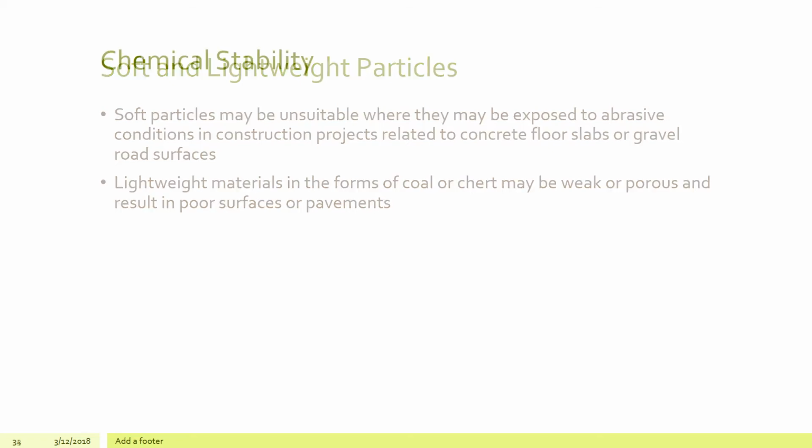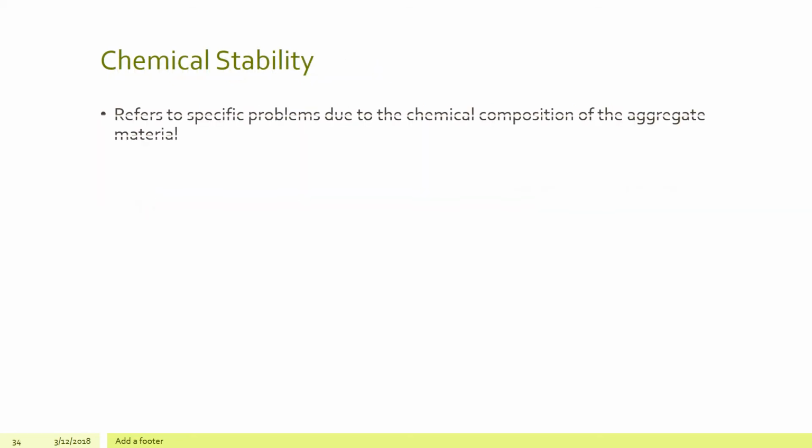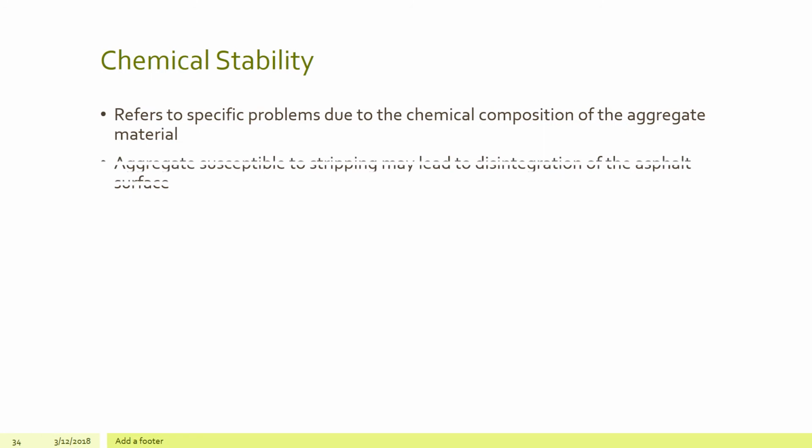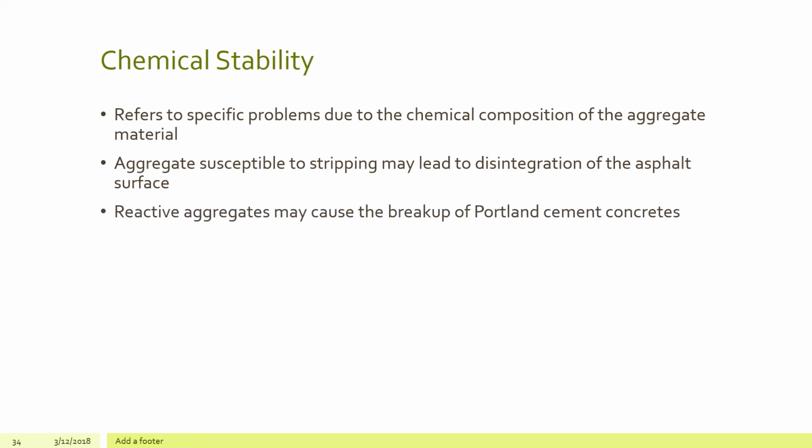Chemical stability refers to specific problems due to the chemical composition of the aggregate material that we're using or dealing with. Aggregate susceptible to stripping may lead to disintegration of the asphalt surface. Reactive aggregates may cause the breakup of the Portland cement concretes that we're using.